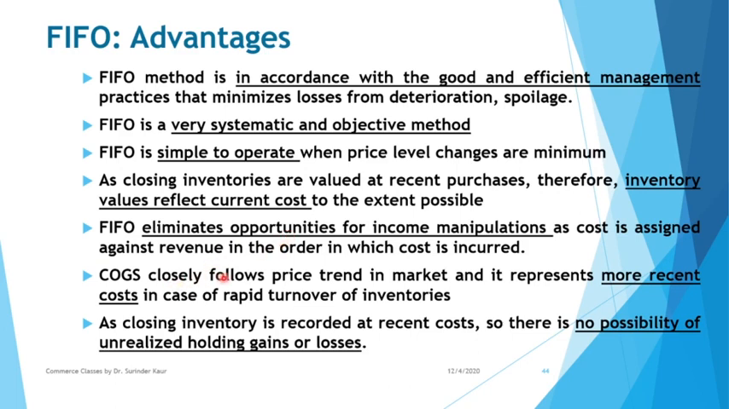Now the system follows price trends. Obviously, if the price is increasing, every initial lot being sold will be highly priced. So finally, there is no possibility of unrealized holding gains or losses. Now, this is a very important point here. You are measuring your stock at the current cost, and if you happen to sell it, it will be sold at the current selling price. So, there is no holding gain.